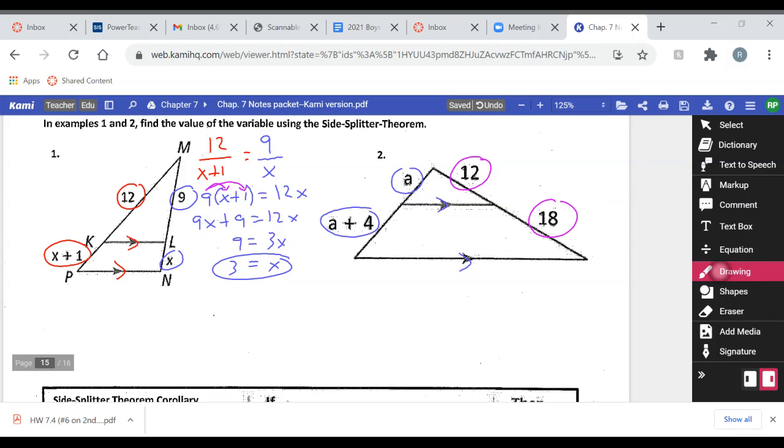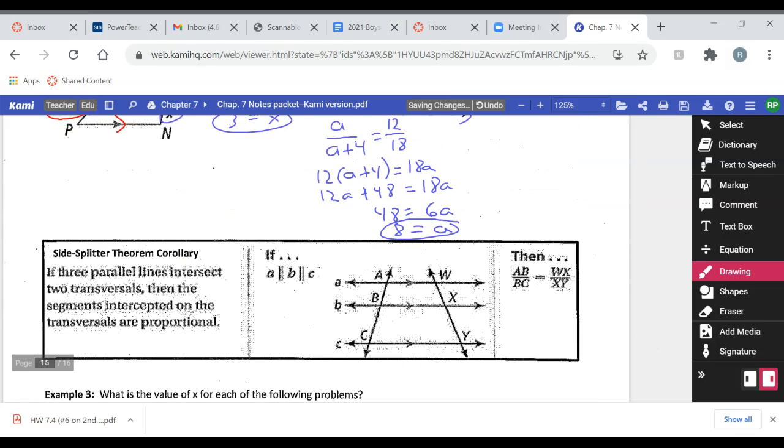Okay, so I can set up a proportion there as well. So I can say a over a plus 4 is equal to 12 over 18. When I cross multiply there, 12 parentheses a plus 4 is equal to 18a. When I distribute that 12, I get 12a plus 48 is equal to 18a. If I go and subtract 12a from both sides, I get 48 is equal to 6a. And then I can divide and get a is equal to 8.